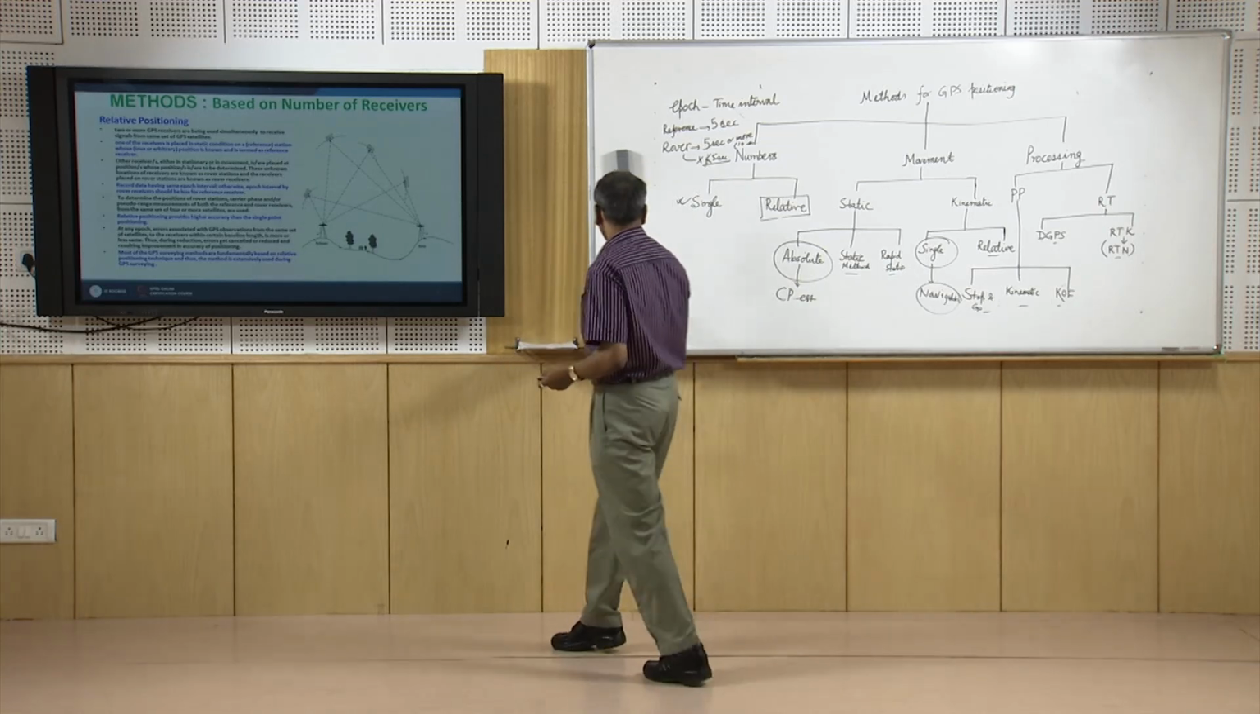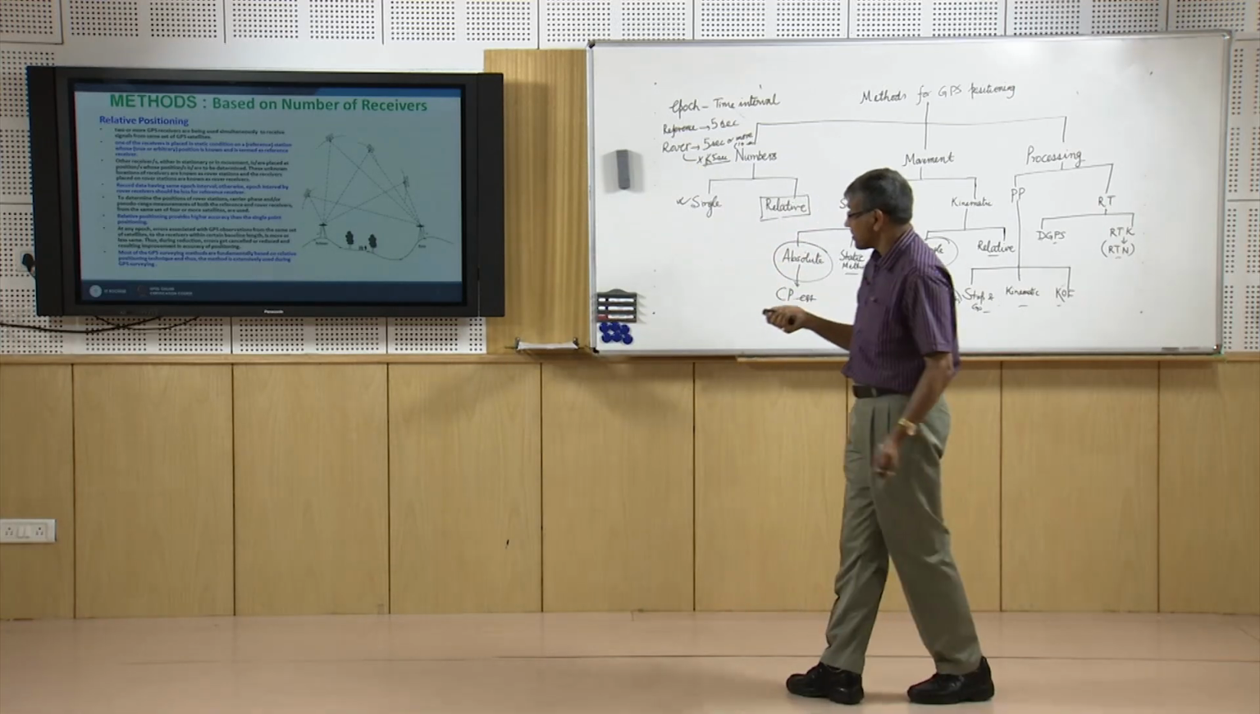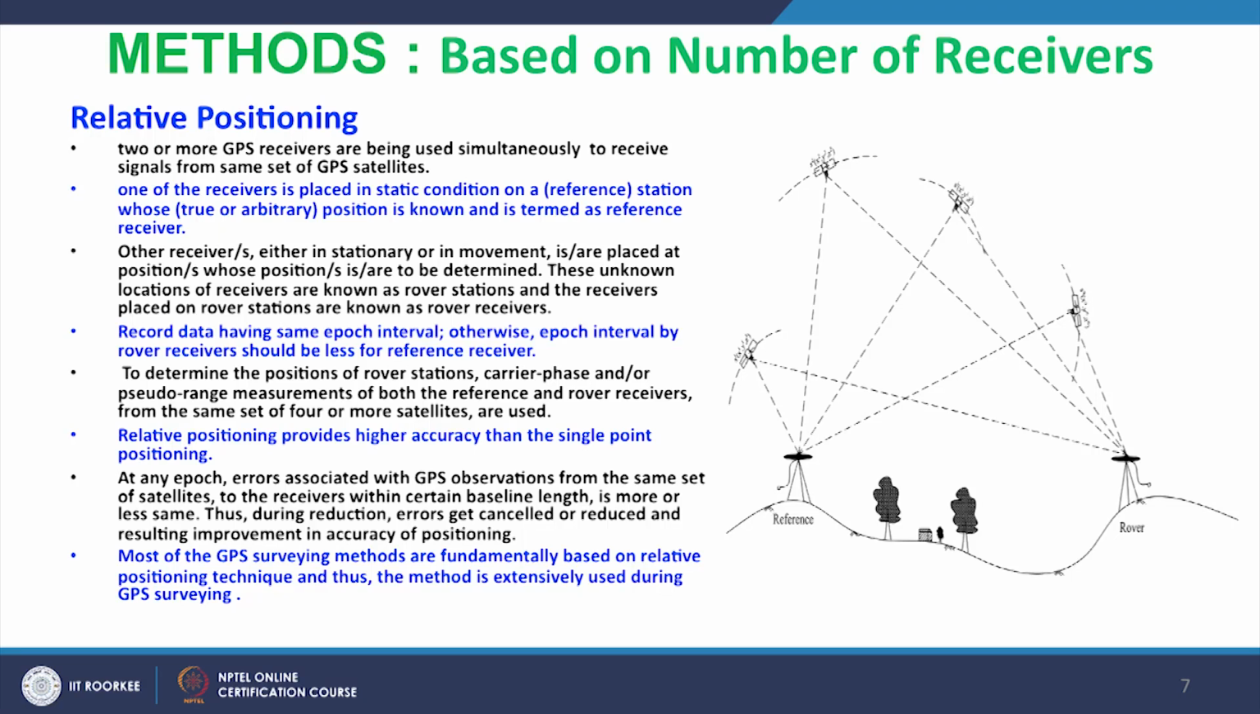This is a very important consideration. The first important consideration is that both reference and rover receivers should receive signals from at least 4 identical satellites. The second important condition is that the epoch of observation of the reference receiver should be less than or equal to that available for the rover receiver.